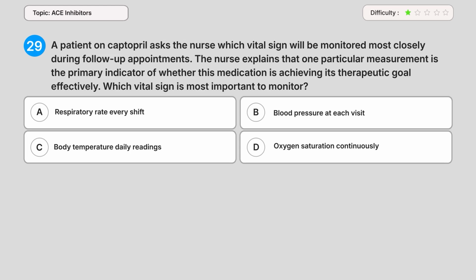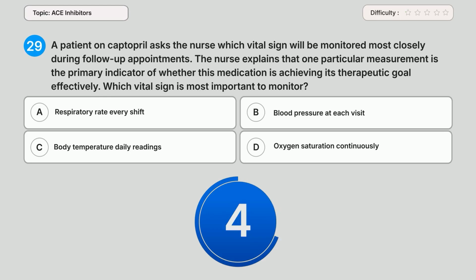A. Respiratory rate every shift. B. Blood pressure at each visit. C. Body temperature daily readings. D. Oxygen saturation continuously. Can you guess the answer?